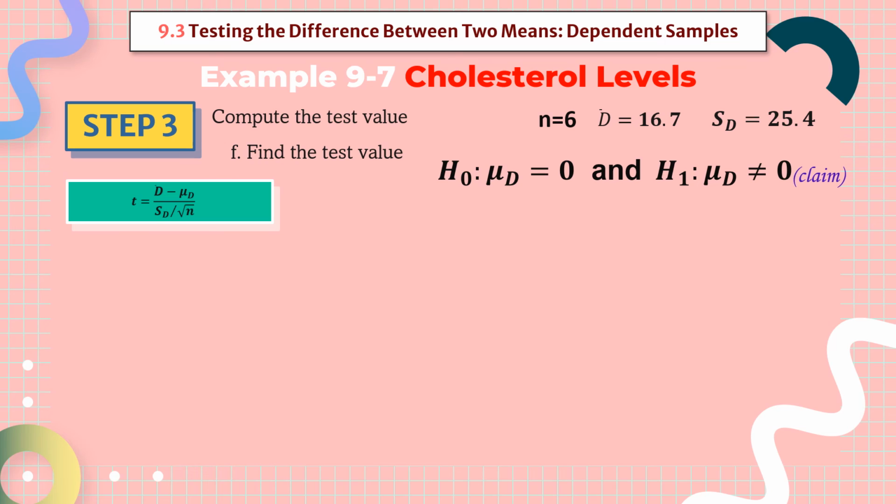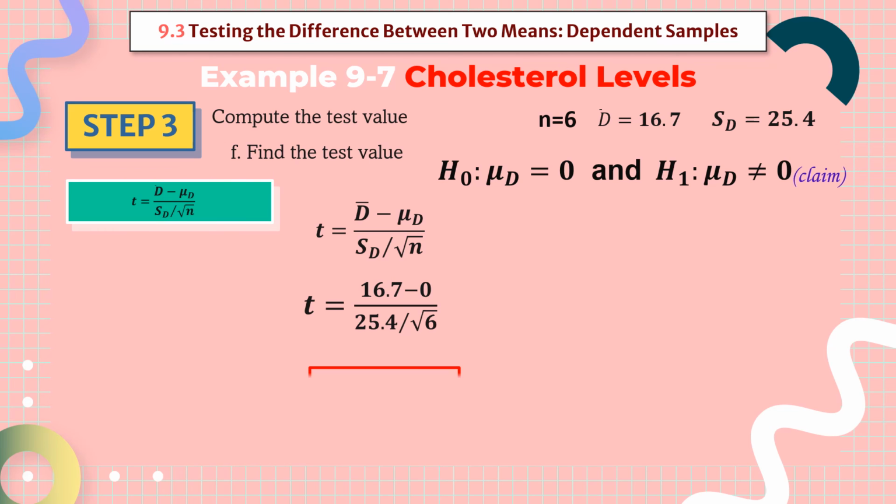And the next step, step F, find the test value. We have this formula, t equals D bar minus mu sub D over S sub D, or the standard deviation of the differences, over the square root of N. And then we substitute our values. We have 16.7 minus 0 all over 25.4 over the square root of 6. Now we have the value for our test value, which is equal to 1.610.